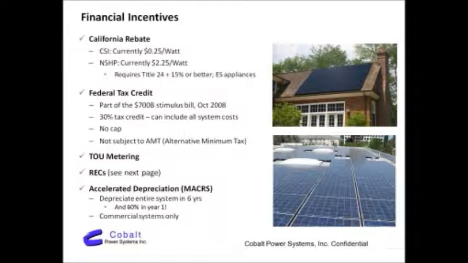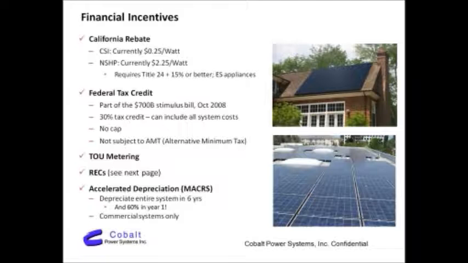And by the way, the appliances all have to be Energy Star if they're provided by the builder. If the homeowner buys their own appliances, they can be anything. This is one of the many requirements of this New Solar Homes program. Then there's a great federal tax credit.